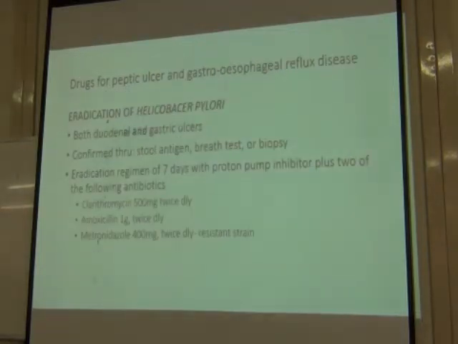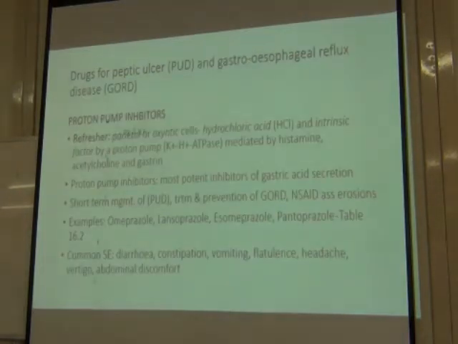So we saw here that you can use a proton pump inhibitor plus 2 of the following antibiotics to eradicate Helicobacter pylori in patients that have been confirmed to have Helicobacter pylori. So what are proton pump inhibitors? They are a class of peptic ulcer drugs. And what is their mechanism of action?